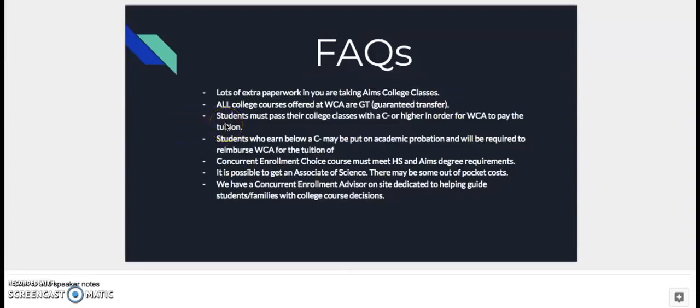Some of the fine print about the Ames classes: students must pass their college classes with a C- or higher in order for WCA to pay for the tuition, which we are happy to do, but just know that you must earn a C- or higher. Students who earn below a C- may be put on academic probation and will be required to reimburse WCA for the tuition, and that's at a rate of $100 per credit. Most of the classes are 3, 4, and 5 credits, so you're talking $300 to $500 per course that you get a D or an F in.